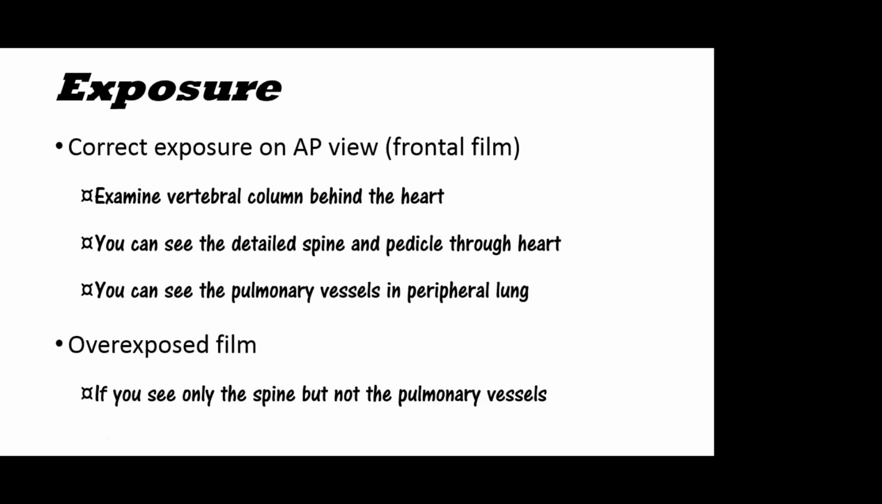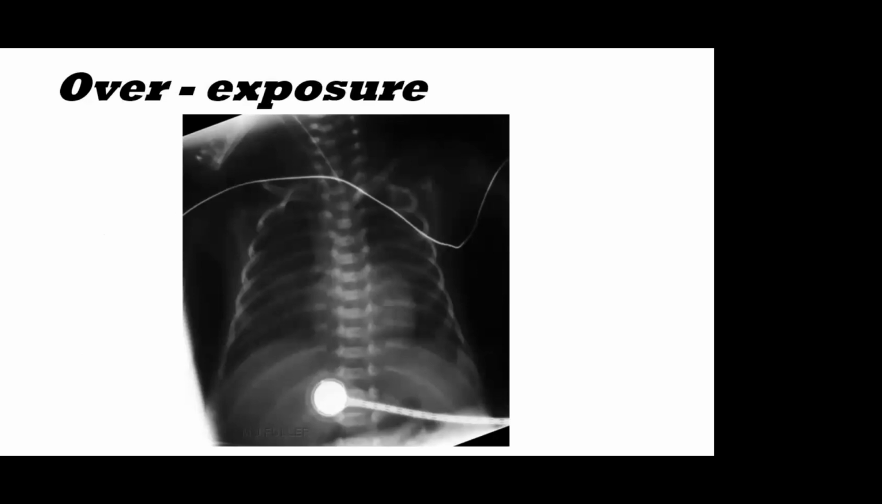If the film is overexposed, you'll be able to see only the spine, but you will not be able to see the pulmonary vessels. The lung field may look oligemic to you, or sort of darker and blacker. But by looking at the X-ray or the film, there is no way to know what kind of radiation or how much radiation exposure the baby has taken.